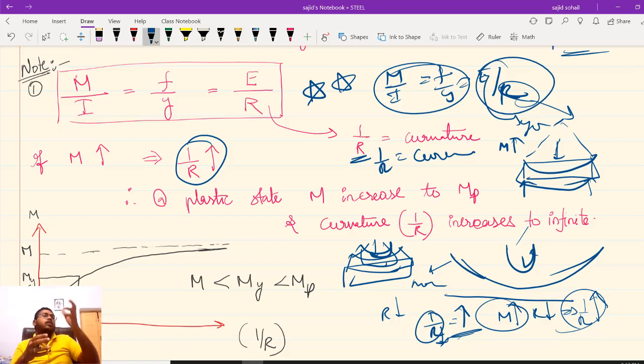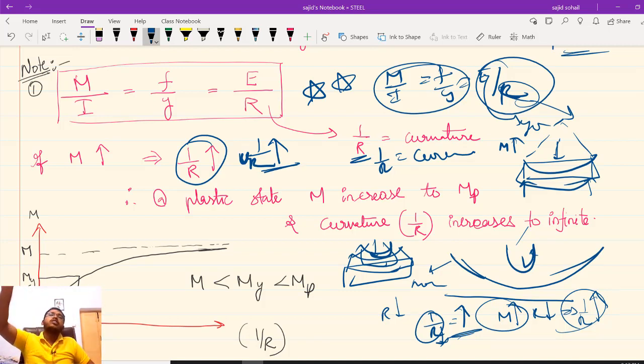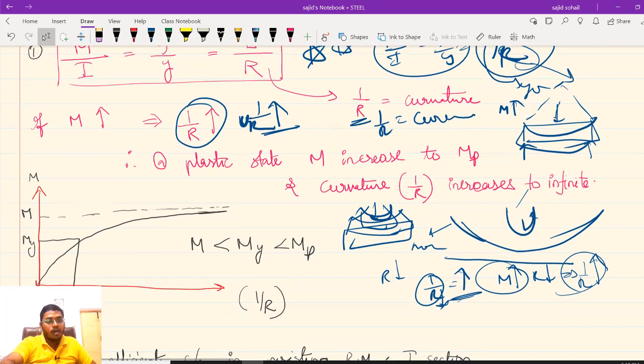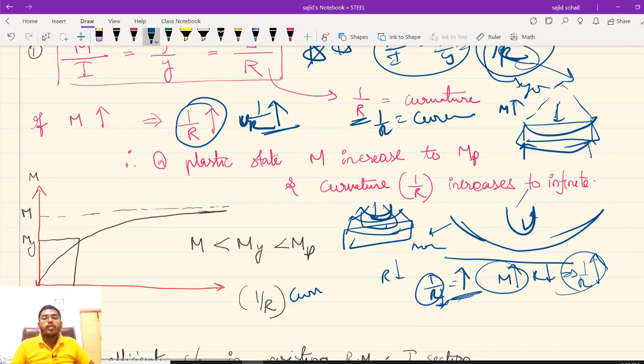At plastic state, whenever the moment is maximum, mp reach हो गया, your curvature, आपका radius क्या हो जाएगा? Radius negligible हो जाएगा, radius of this curve negligible हो जाएगा, and what will happen to your 1 by r value? It will go to infinite. Okay, it will keep on increasing to infinite. So at plastic state, m increases to mp and curvature क्या हो जाएगा? It will increase to infinite. Okay, so how will be the curve between your m and 1 by r, which is your curvature? So as the moment is increasing, your m by 1 by r value is also increasing, but once it reaches your mp value, it becomes infinite. Okay, it becomes infinite. I hope it is very clear.